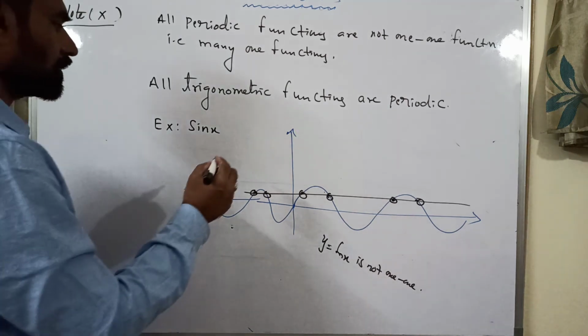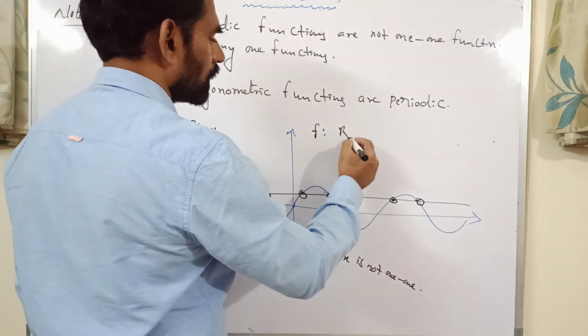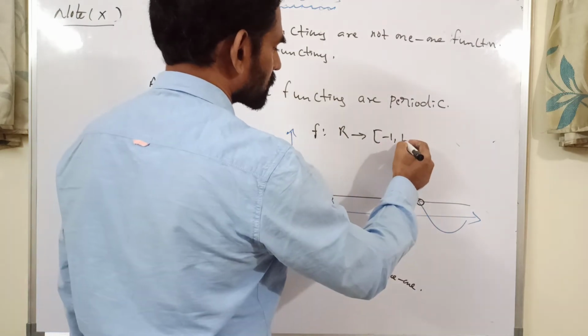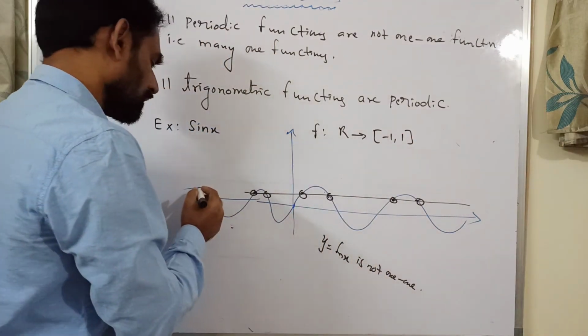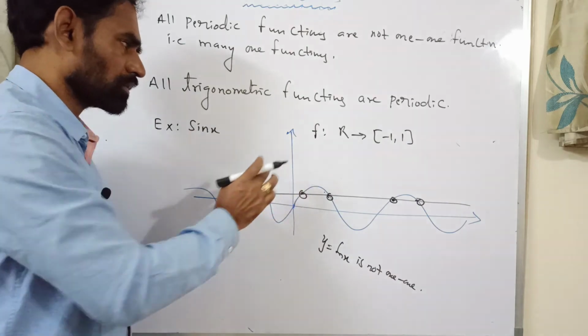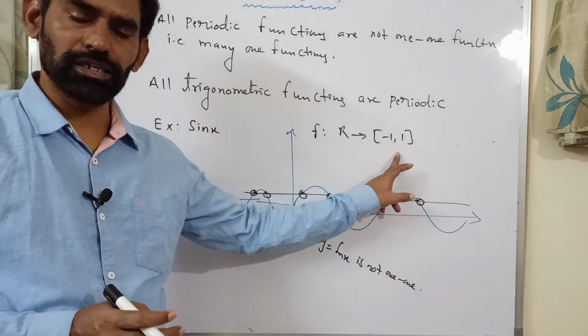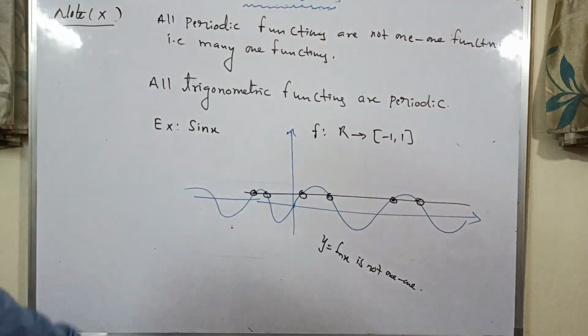Here the function f, I am writing f from R to the range, which is always -1 to 1. The range of the graph of sin x, you know, is -1 to 1. Codomain, range, I am saying here. So f is not 1-1.